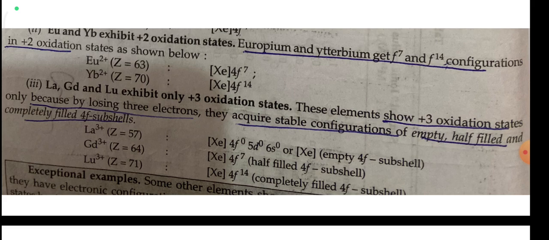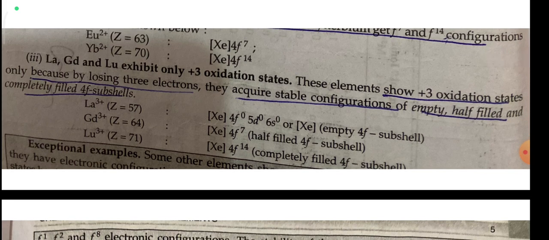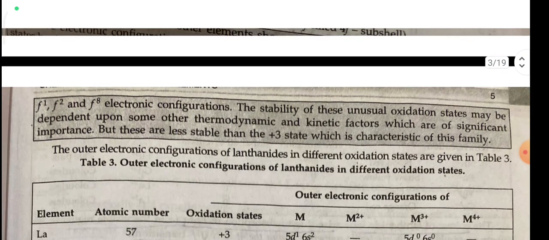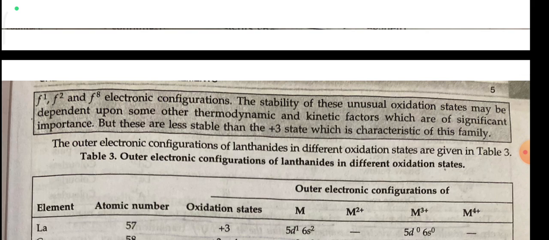These elements show +3 oxidation states only because by losing 3 electrons they acquire the stable configuration of empty, half-filled and completely filled 4f subshells: 4f0, 4f7 and 4f14 configurations. The stability of these unusual oxidation states may depend upon other thermodynamic and kinetic factors which are of significant importance, but these are less stable than the +3 state, which is a characteristic of this family.